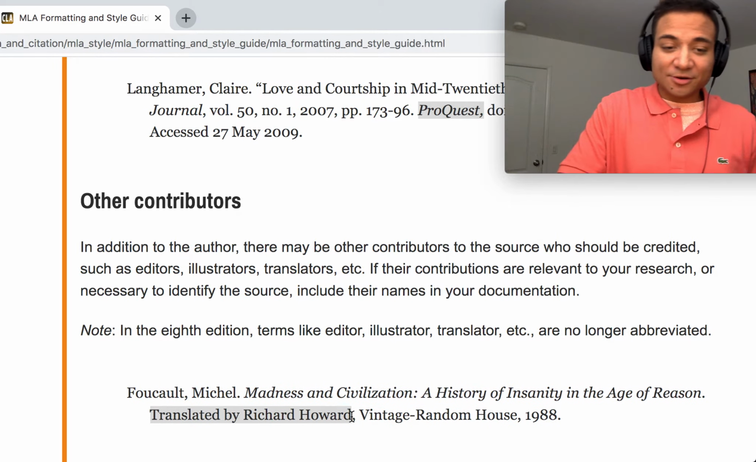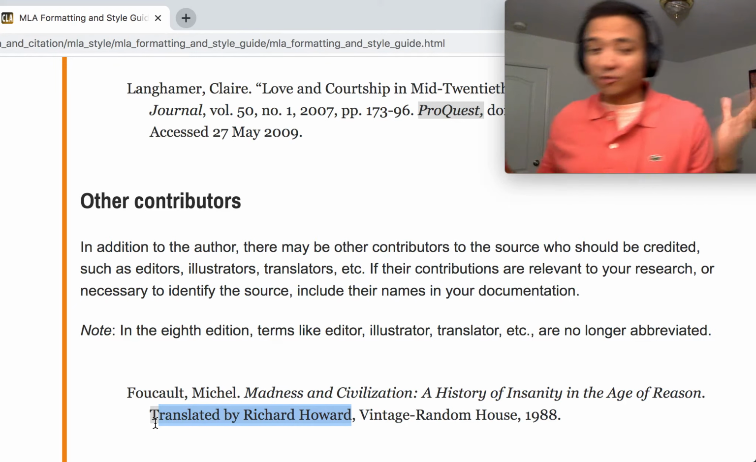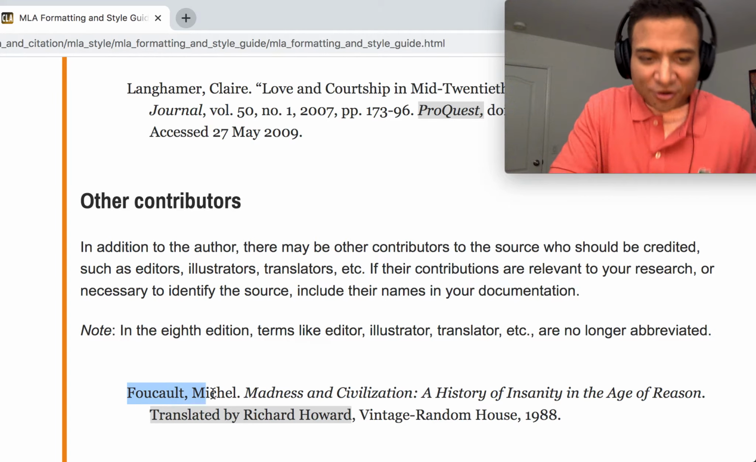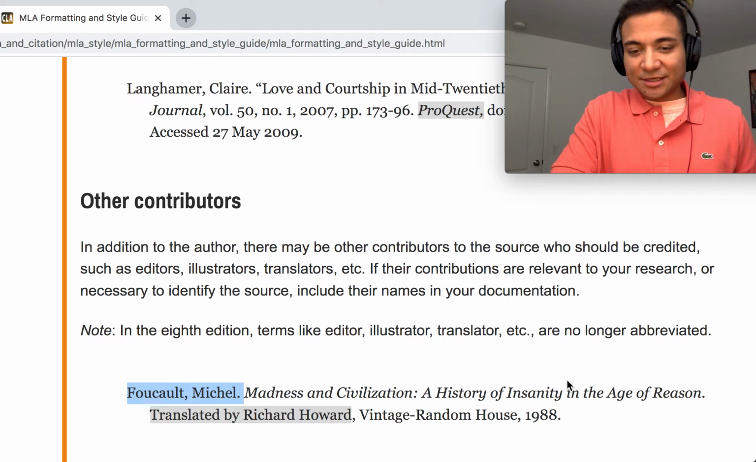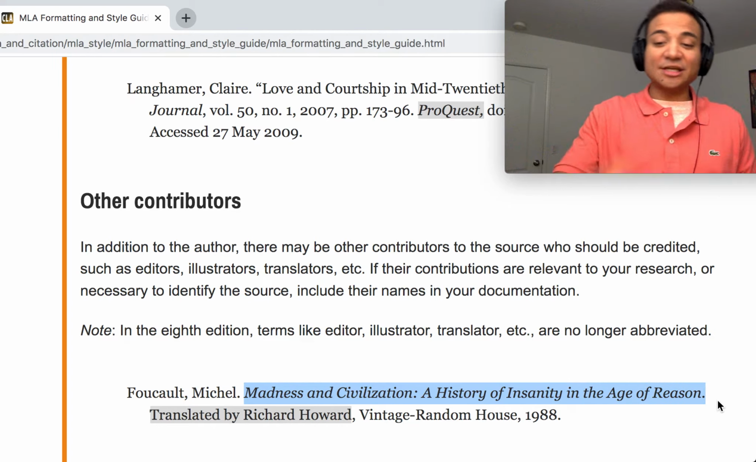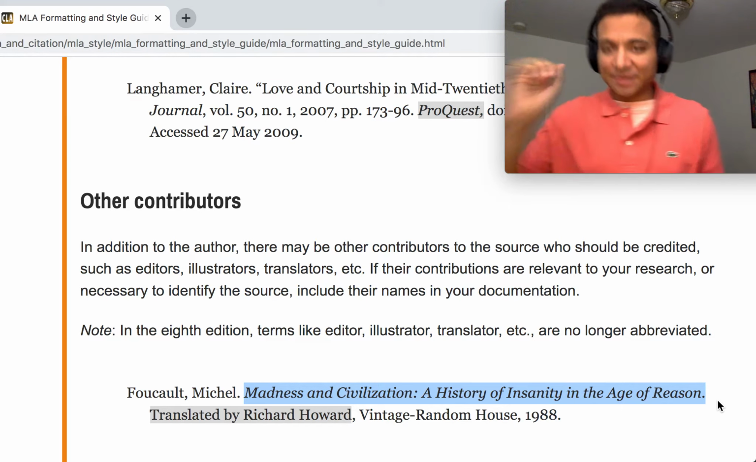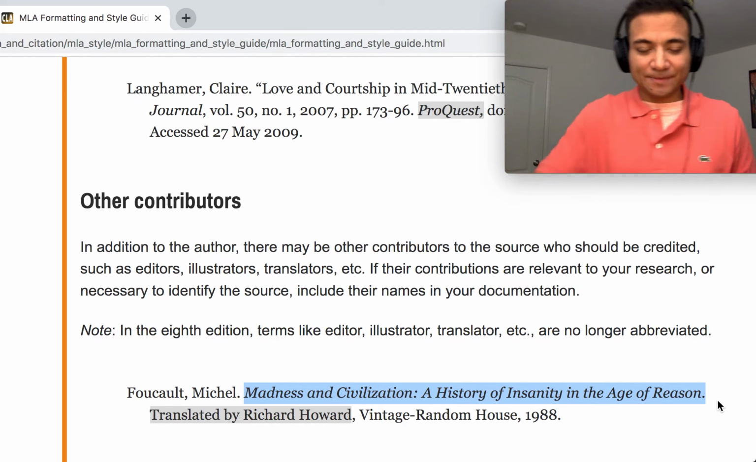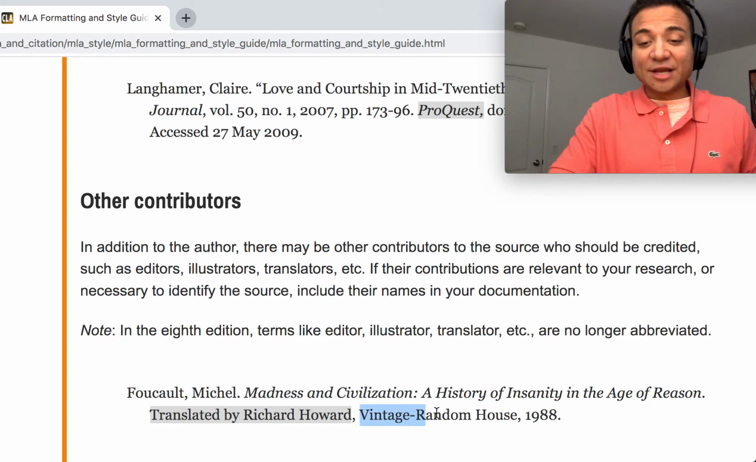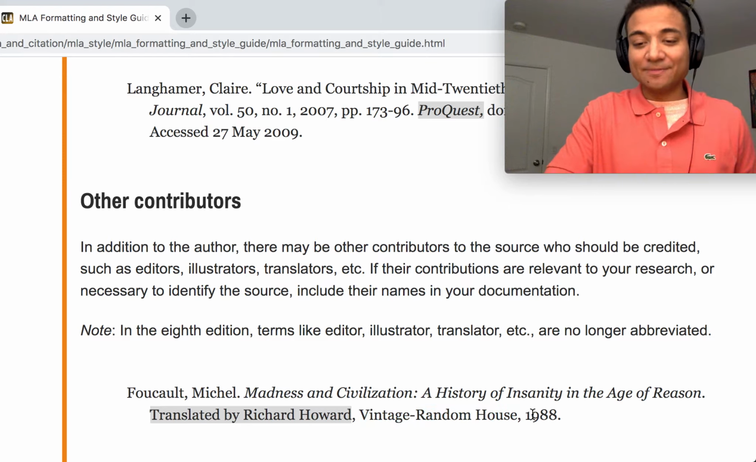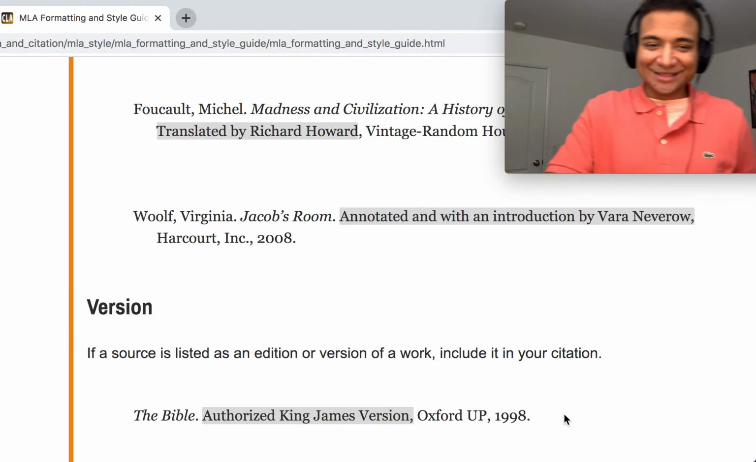This is other contributors. So with other contributor, you do not put Howard, Richard, you put their name in order. Richard Howard. So author Foucault, Michel, period. Here is the source title, Madness and Civilization: A History of Insanity in the Age of Reason. It's a book, period, because that's the source title. Here's the other contributor, translated by Richard Howard, comma. Vintage Random House, that's the name of the publisher, comma. This is the date of publication.